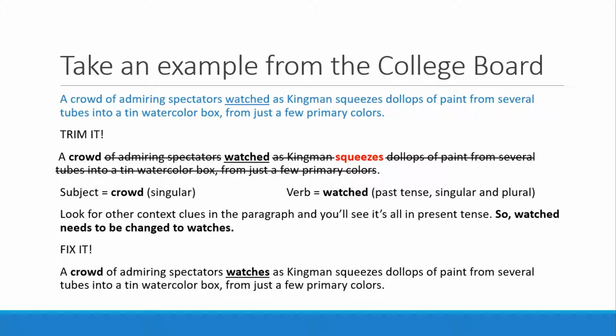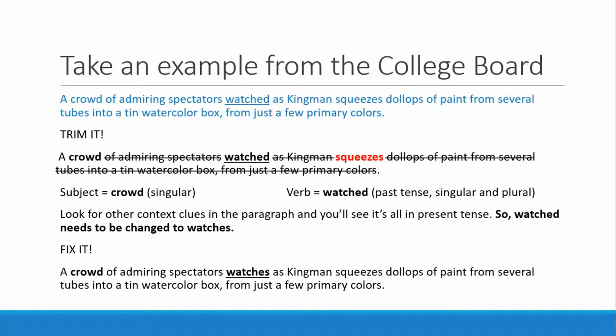So let's read the sentence. A crowd of admiring spectators watched as Kingman squeezes dollops of paint from several tubes into a tin watercolor box from just a few primary colors. Watched is underlined because that's the word we need to pay attention to. That's the word in question. The College Board wants to know, would you keep it? Would you improve it? How would you change it?